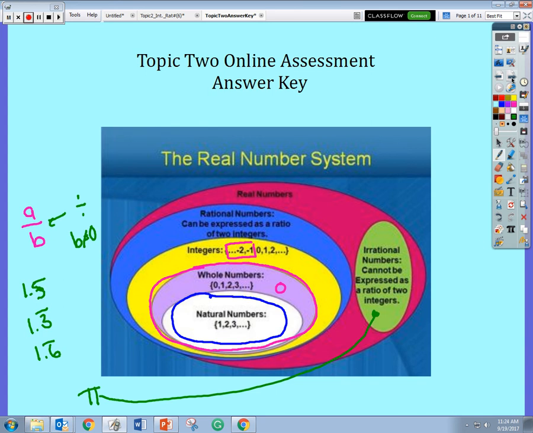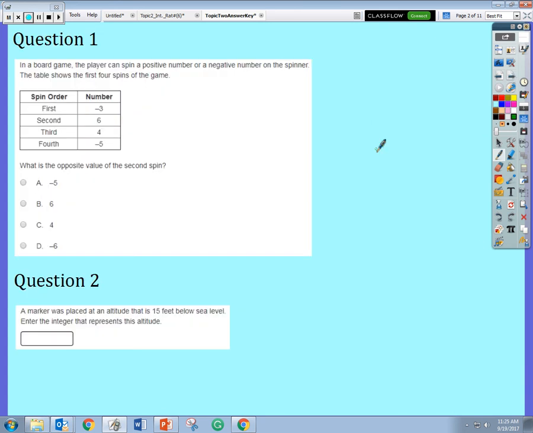So let's take a look at some of the questions now. It says, in a board game, the player can spin a positive number or a negative number on the spinner. The table shows the first 4 spins of the game. So spin 1, -3. Spin 2, 6. The third spin, 4. And the fourth spin, -5. What is the opposite value of the second spin?